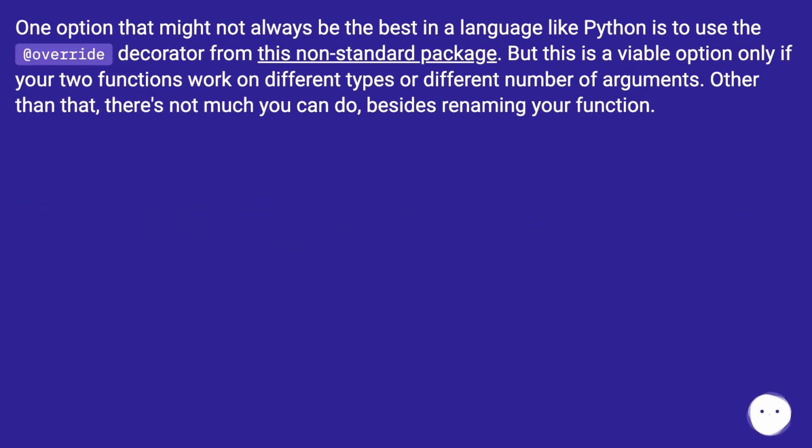One option that might not always be the best in a language like Python is to use the @override decorator from this non-standard package. But this is a viable option only if your two functions work on different types or different number of arguments. Other than that, there's not much you can do, besides renaming your function.